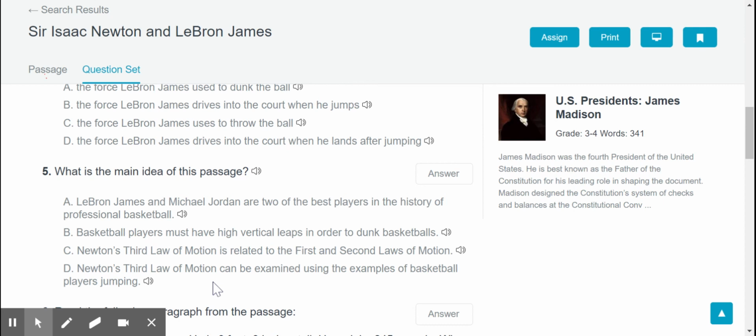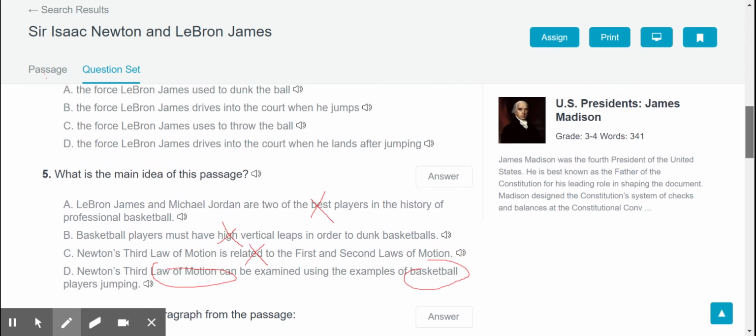Okay. So, 2 of the best players in the history of basketball. It's not about the basketball. It's not about just the laws of motion. It's about the laws of motion and basketball. There we go. I think that should be all the ones y'all have to do.